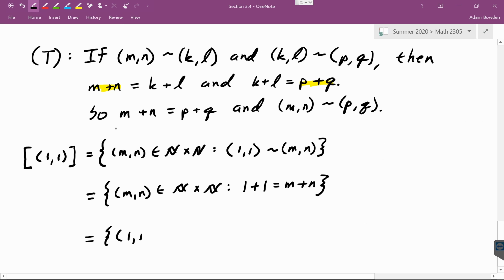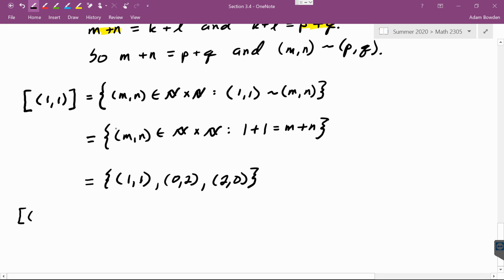Obviously, 1, comma 1 works. 0, comma 2 works, and 2, comma 0. So those are all the ordered pairs with natural numbers where the two numbers in the ordered pair add up to be 2. That's what the equivalence class stands for in this case.